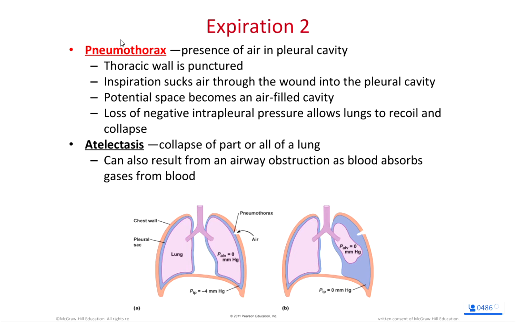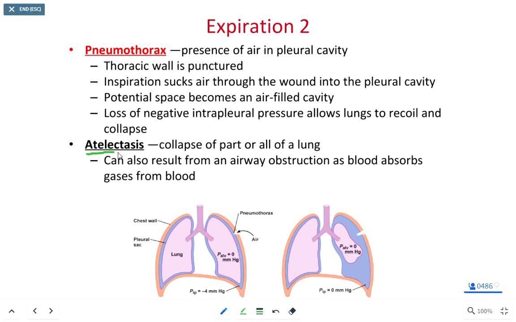And if we equalize air pressure, we no longer have negative intrapleural pressure, so there's not going to be anything forcing the lungs open, forcing air to continually flow into the lungs. And the elastic recoil of the lungs takes over and causes the lungs to shrivel up. And that shriveling up, the collapsing of a lung, is known as atelectasis.